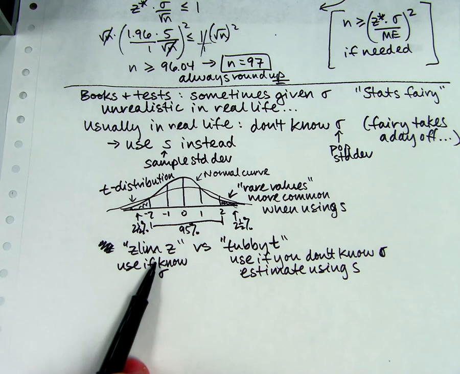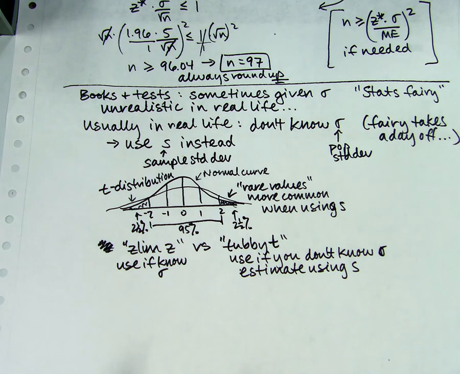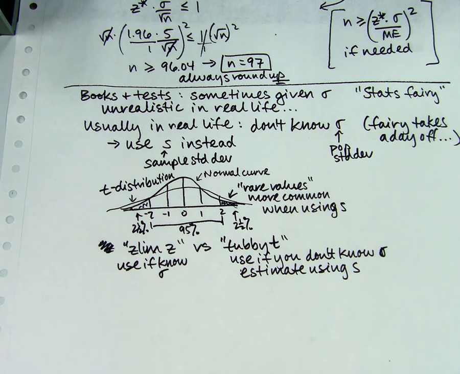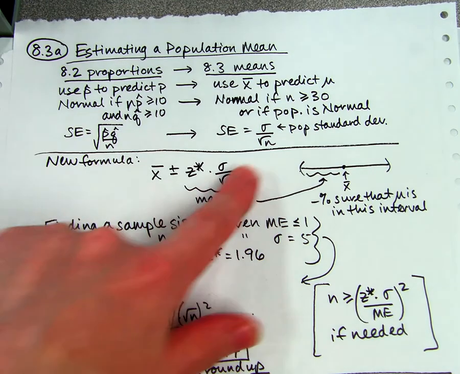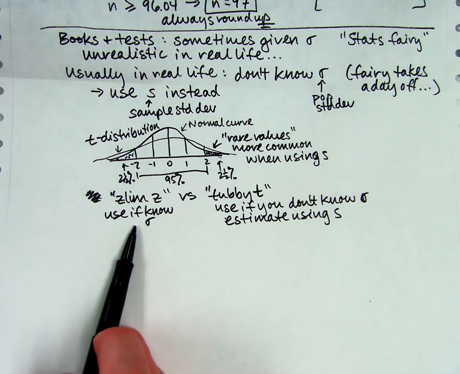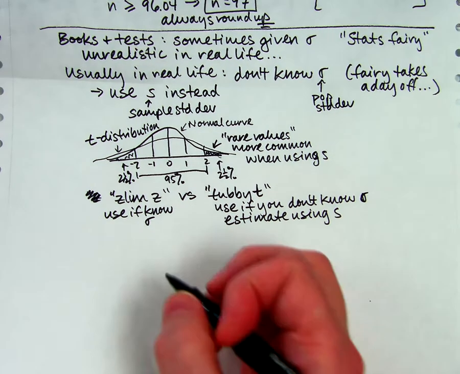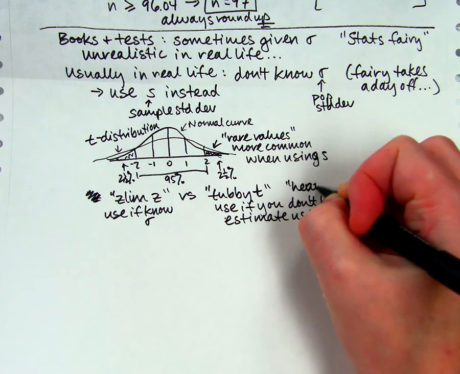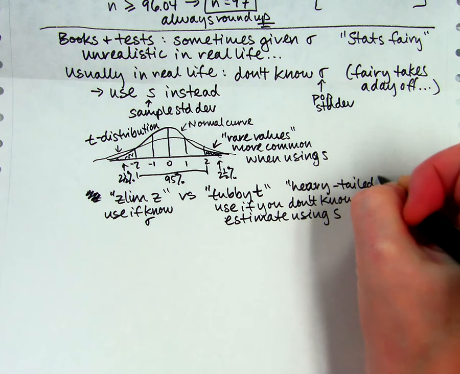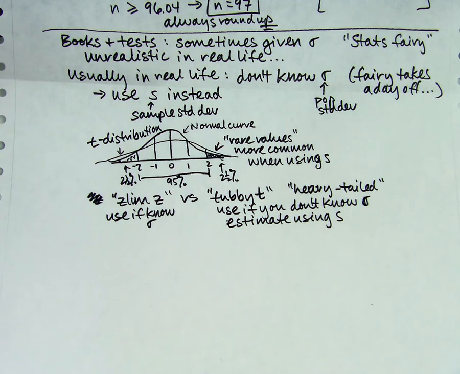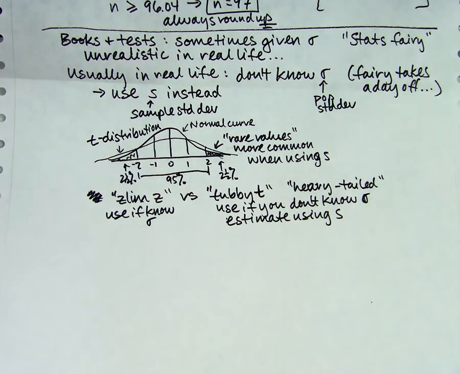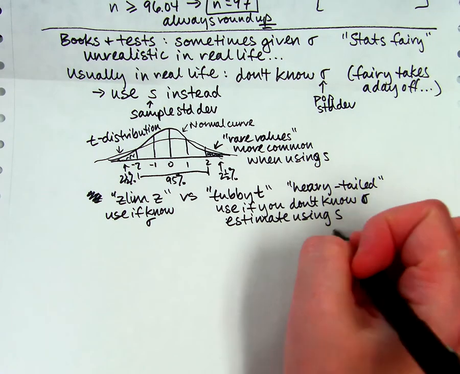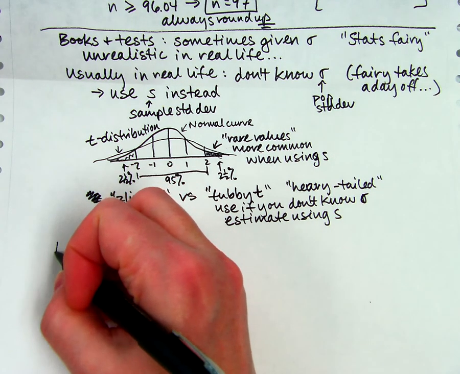And we use this one all the time with proportions. We use Z and the normal curve, because we can calculate a pretty good estimate of sigma based on the p hat q hat over n, which is a better estimate than s over square root of n. So when it's proportions, we're going to use this. When it's means, we're almost always going to use this. And this is another way of saying the Tubby T is it's called a heavy-tailed distribution. It just has more values in the tails or in the outer regions. So when we replace sigma with S, we get another new formula.